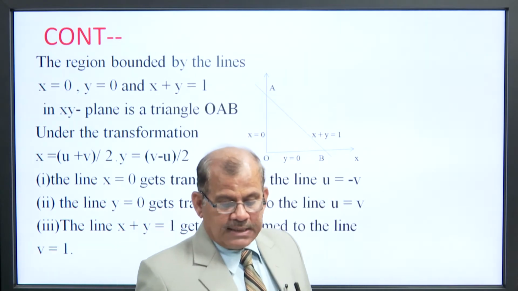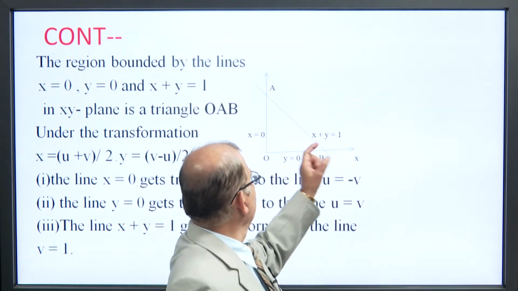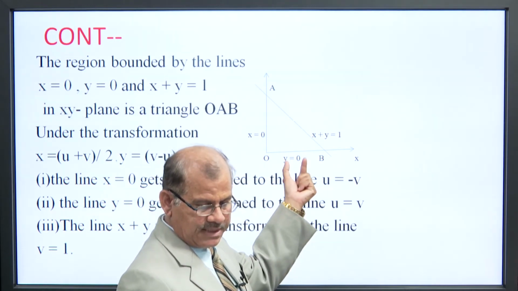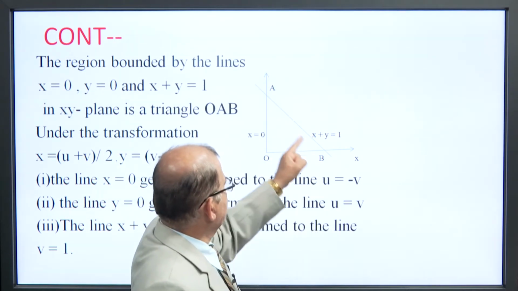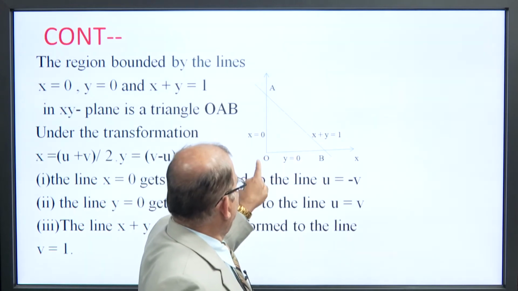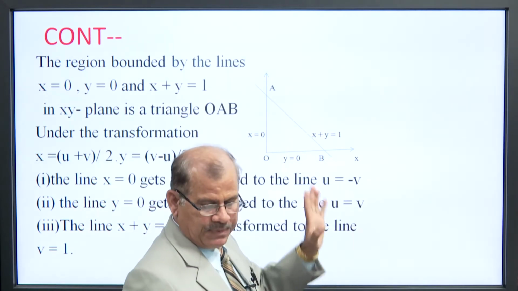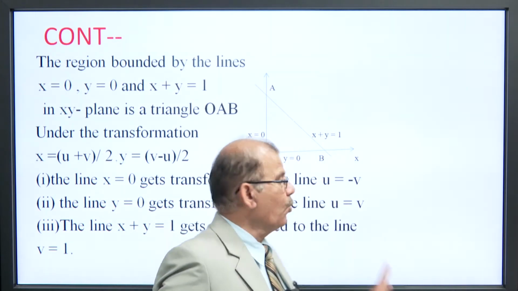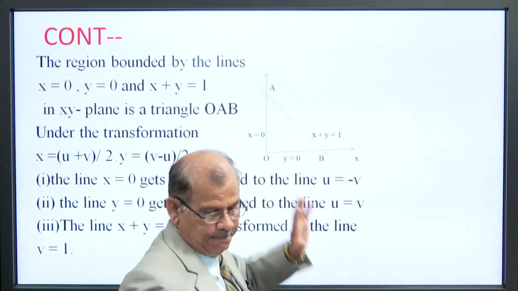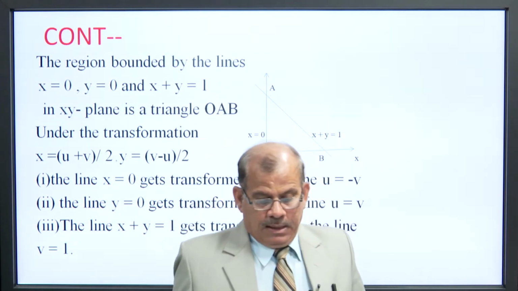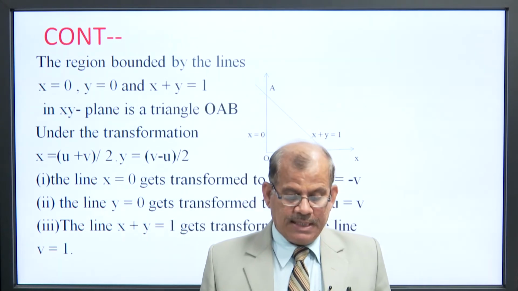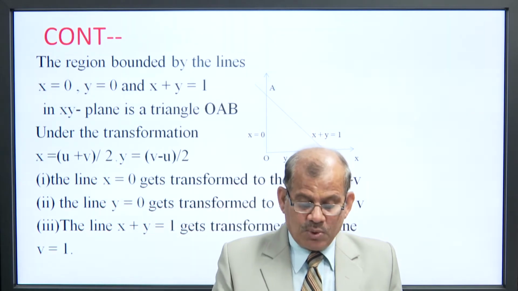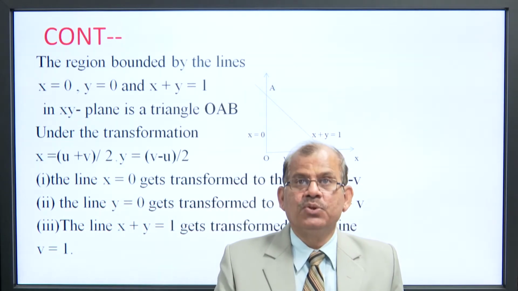The region is bounded by the lines x is equal to 0, y is equal to 0 and x plus y is equal to 1. OAB is the bounded region in the xy plane, a triangle OAB, under the transformation x is equal to (u plus v)/2, y is equal to (v minus u)/2.